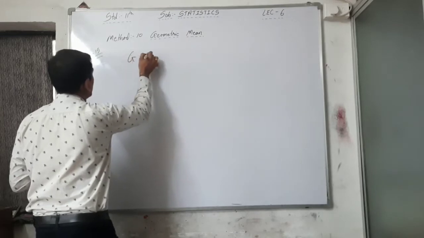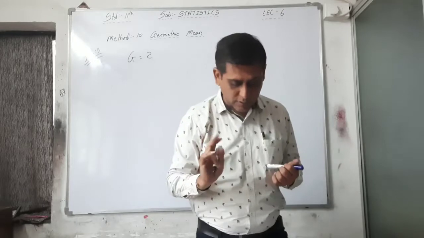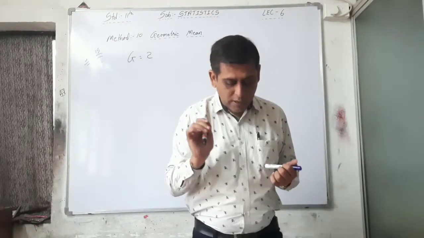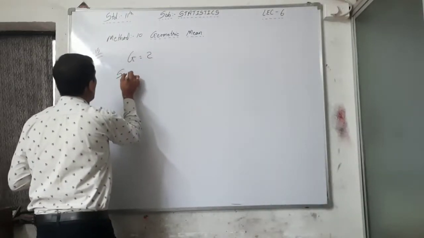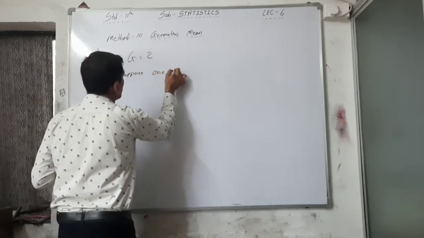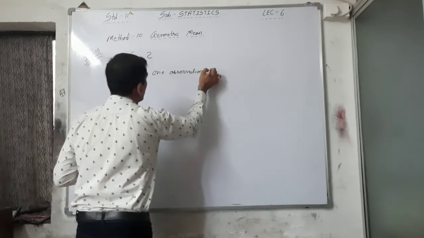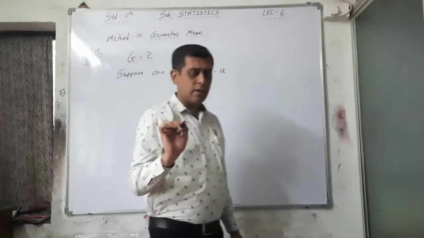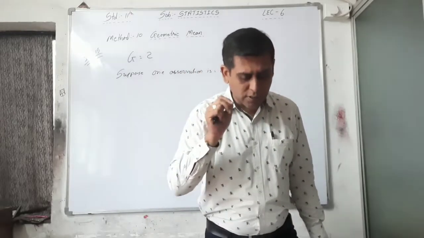Geometric mean G is equal to 2. Geometric mean of two observations is 2. Two numbers, that is 2, right? Here we don't know the observations, so suppose one observation is A. We are assuming it as A. First observation is A, and the relation between the two observations is given here.